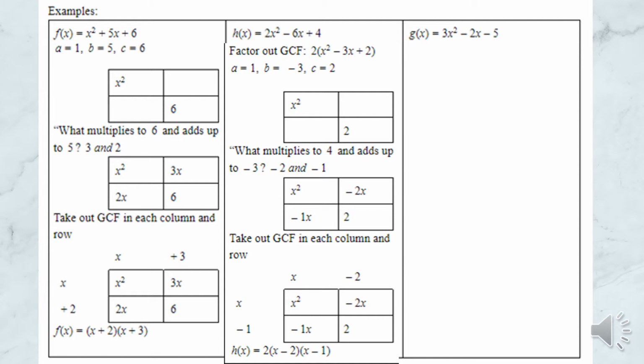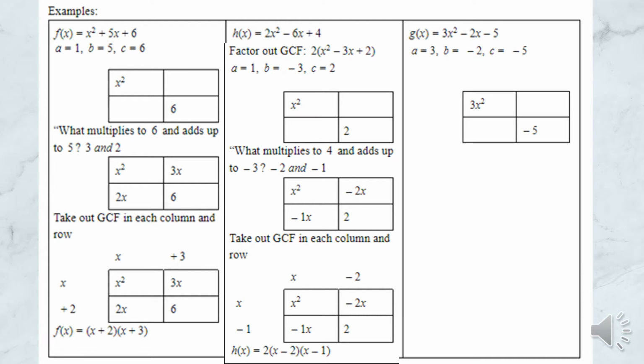I have identified my a, b, and c values, and I've placed my first term in the top left, my last term in the bottom right. What multiplies to 2 and adds to negative 3? That's negative 2 and negative 1. Notice that there is a typo that should read what multiplies to 2. We've placed those values, negative 2 and negative 1, in our remaining boxes, and now it's time to take out the GCF in each column and in each row.